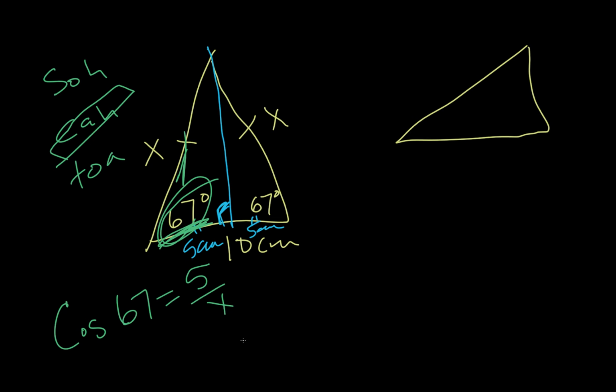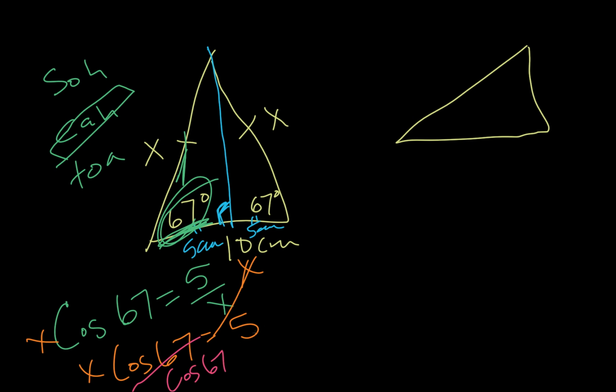Okay? We want to solve for x, so I'm going to multiply both sides by x, and we get x cosine 67 equals 5, because those x's cancel. And then we want to get x by itself, so we will divide both sides by cosine 67. And that leaves us with x equals 5 over cosine 67. We plug that into a calculator.